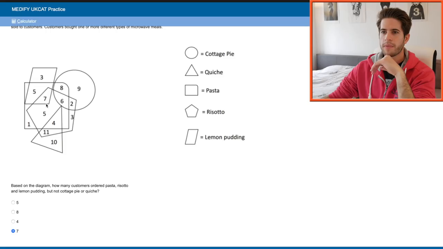Did you guys follow that? So we started with pasta, this big square rectangle here, and then we went to risotto, which was this pentagon within the pasta shape. And then we went on to this parallelogram that was within the square, within the pentagon.